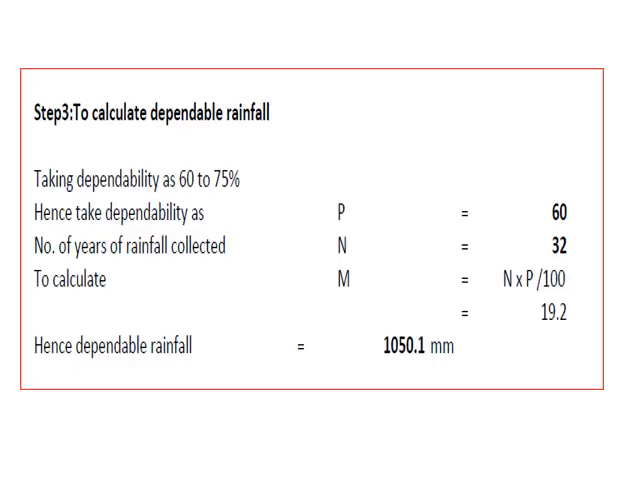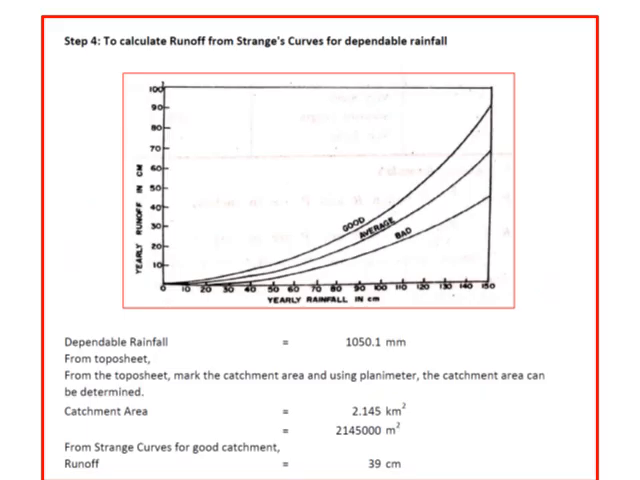So now, taking dependability as 60 to 75%, I have taken dependability as 60%. The number of years of rainfall collected is 32. Therefore we get the rank, that is 19. The 19th serial number gives 1050, as I told you in the previous slide. So for my calculations, the dependable rainfall will be 1050 millimeters.